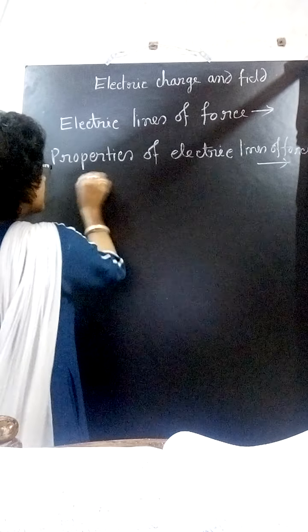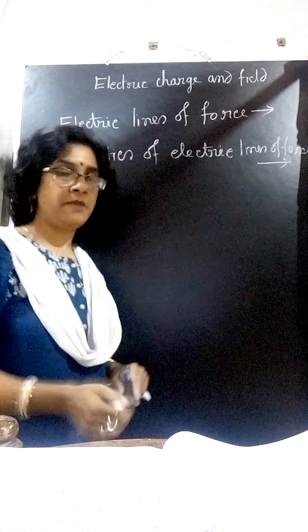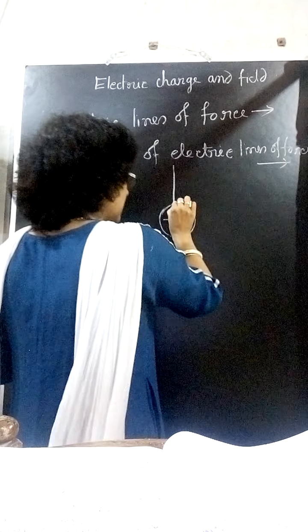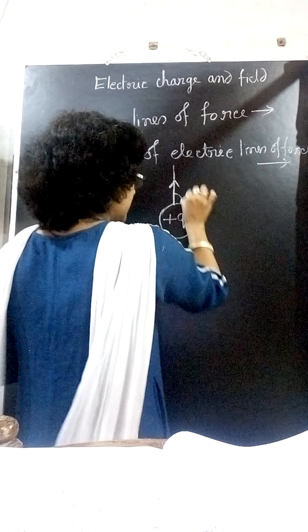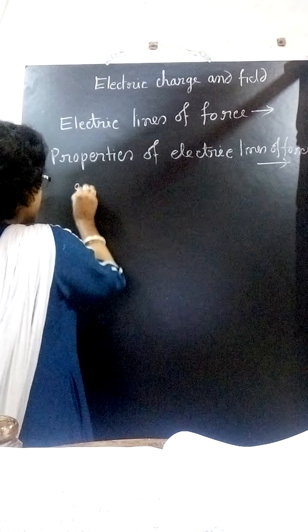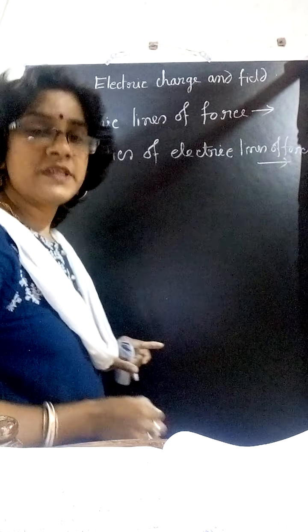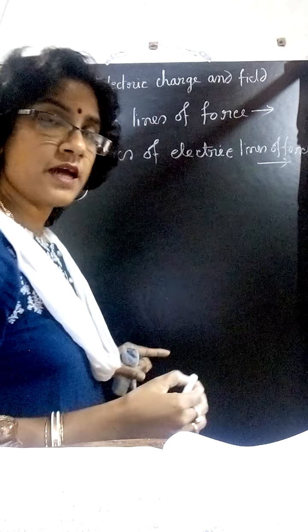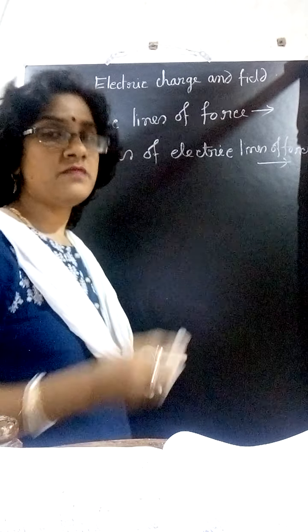Next is the seventh property, that the field lines are always perpendicular to the surface of the charge. The lines are always perpendicular, that is, at 90 degrees. Okay, it is number seven. Then the eighth point is that if a tangent is drawn on the electric line, then the tangent will give the direction of the electric field.